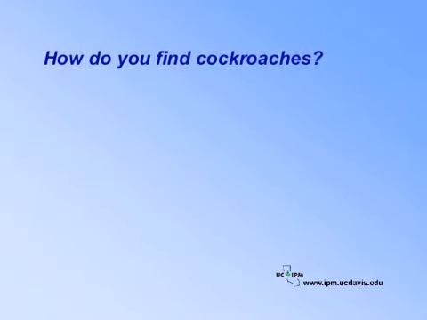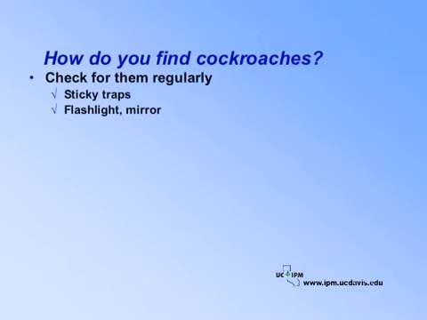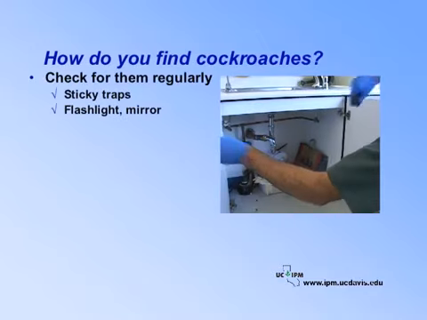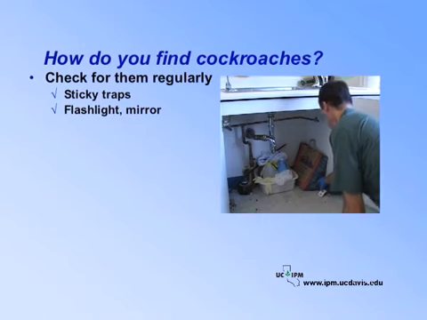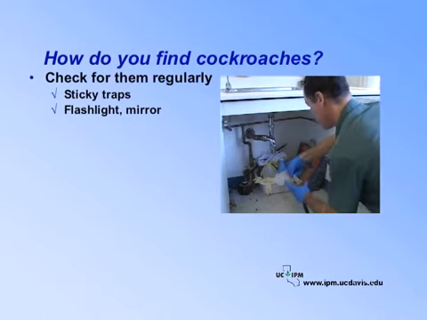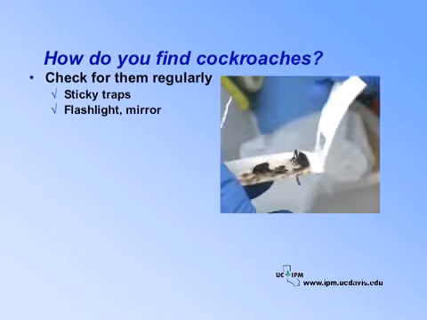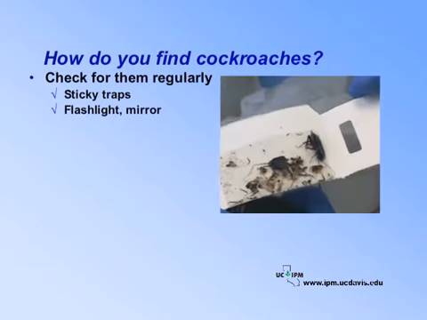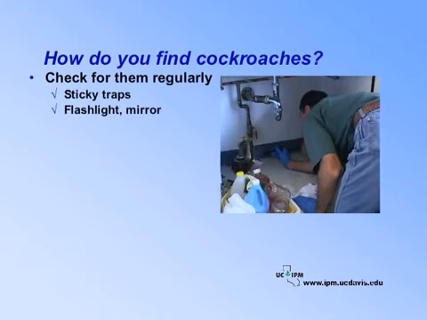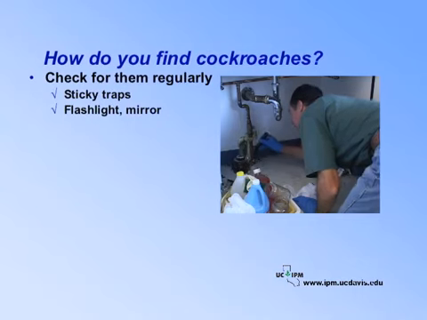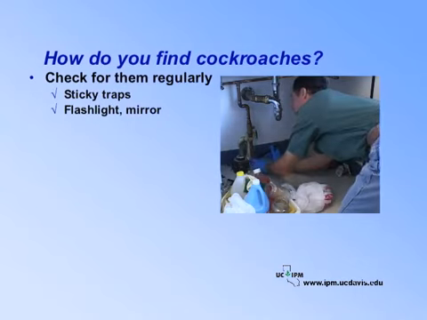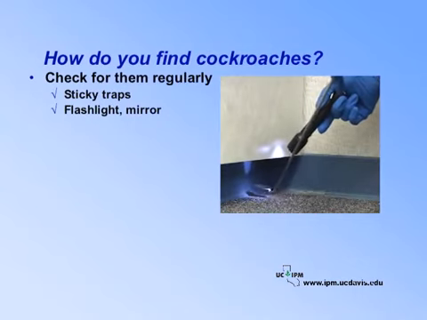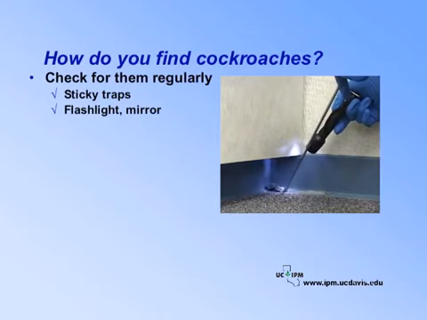To manage cockroaches, you need to find them first. If you find them early and identify them, you may be able to manage them before they become a serious problem. Develop a regular routine for checking for roaches. Sticky traps are the best detection tools indoors. Also, use a flashlight to help you see in cracks, cabinets, or underneath appliances. A small mirror can be useful in hard-to-see areas.